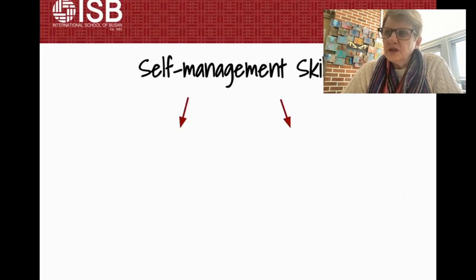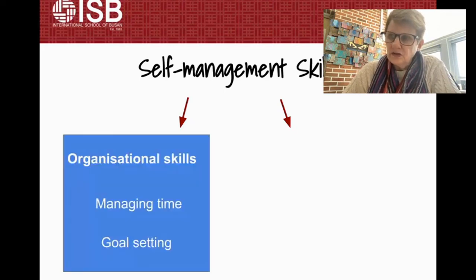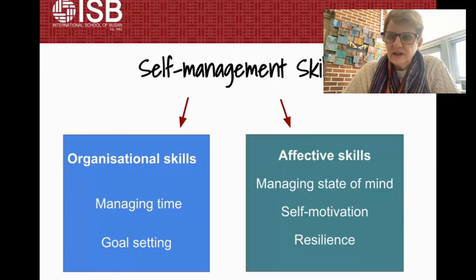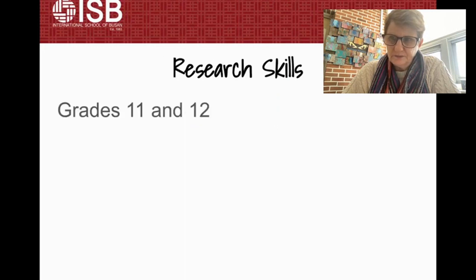The continued development of solid self-management skills is absolutely key to achieving success in the diploma program. As the workload builds, students who actively strive to manage their time and emotions cope and learn better than those who don't. In the diploma program, self-management skills are divided into 2 strands. The first, organisational skills, refers to time management. The second, affective skills, refers to managing emotions. We work extensively with students in both these strands.